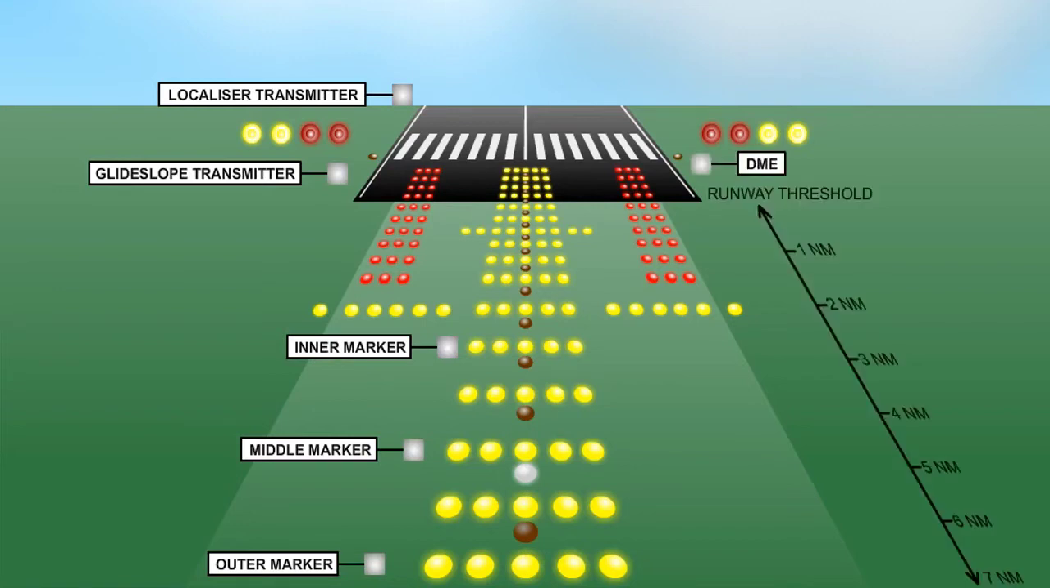As well as marker beacons, there may be distance measuring equipment, or DME range indication, associated with the ILS, to provide distance from the touchdown point. The localizer transmitter is positioned at the far end of the runway and provides lateral guidance to the runway threshold. It could be imagined as a short-range single radial VHF omnidirectional range beacon. The glide slope transmitter is positioned at the near end of the runway and provides vertical guidance down to the threshold, typically following a 3-degree glide slope.